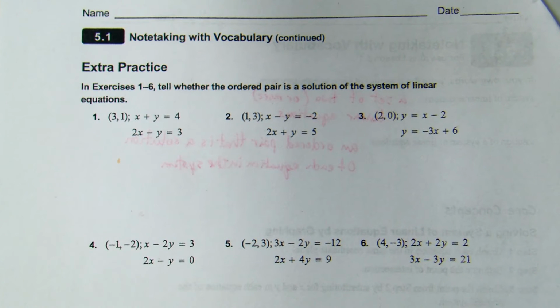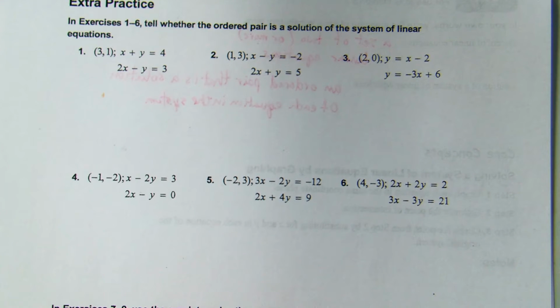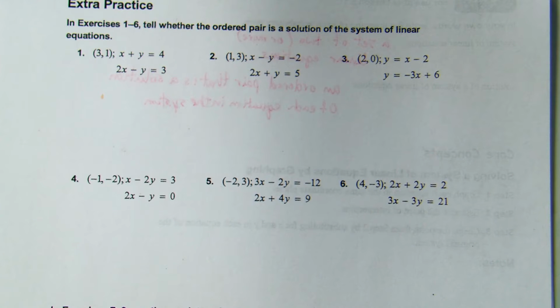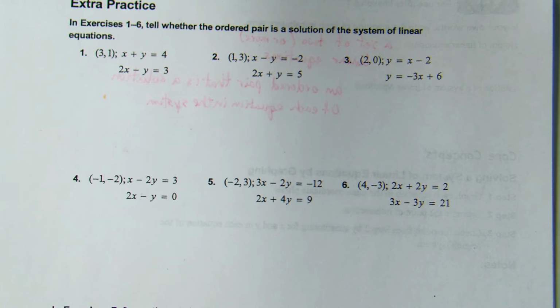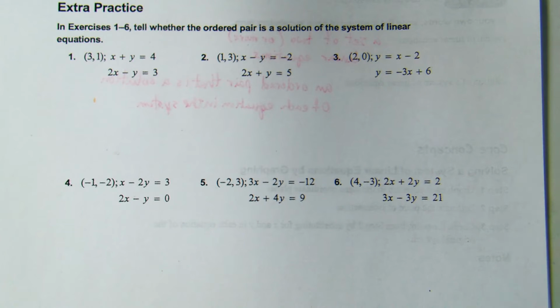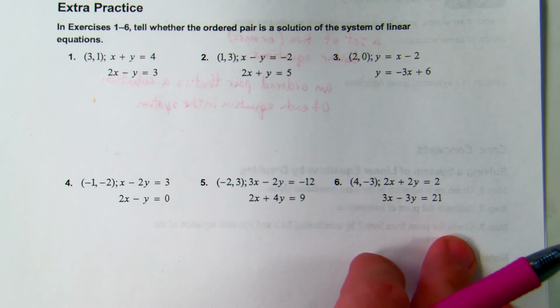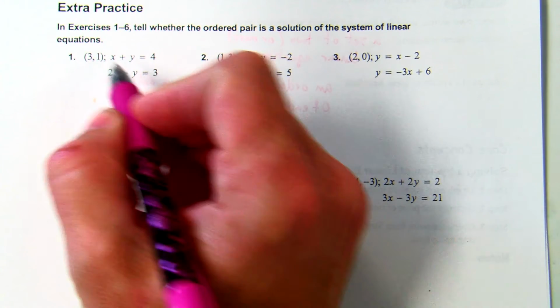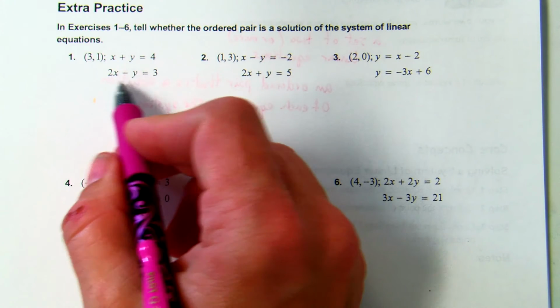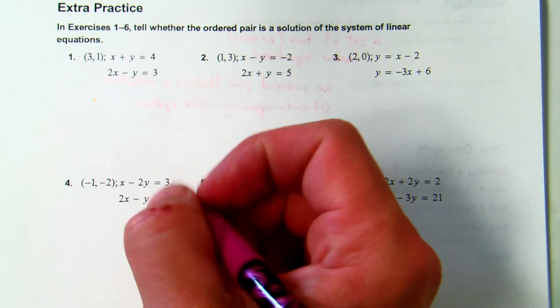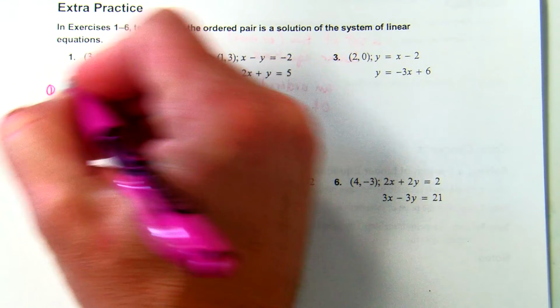Right here, they're going to give us a possible solution. It's an ordered pair. They want us to find out whether or not this is a solution to this system. It's real simple. We're just going to plug in 3 and 1 into both equations and see if it makes them true.